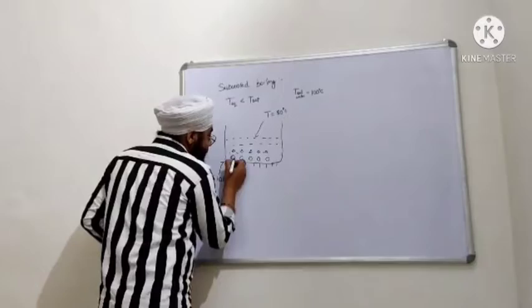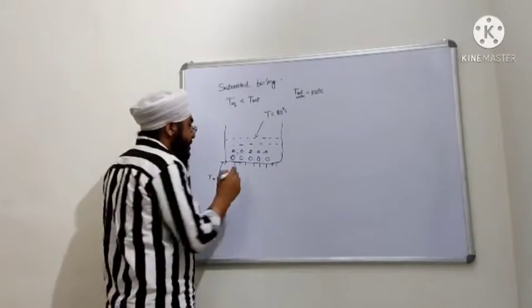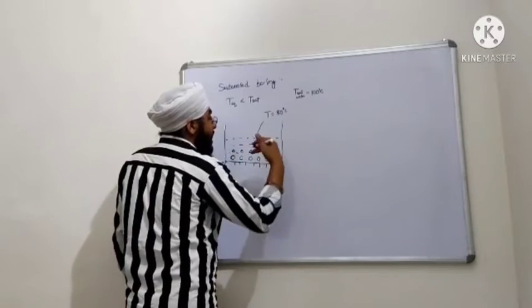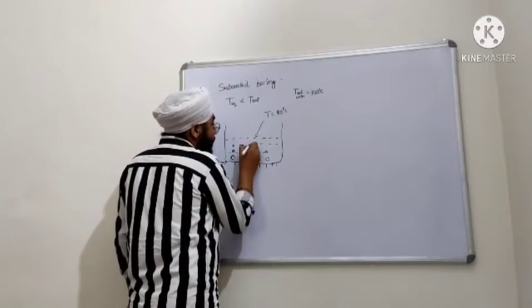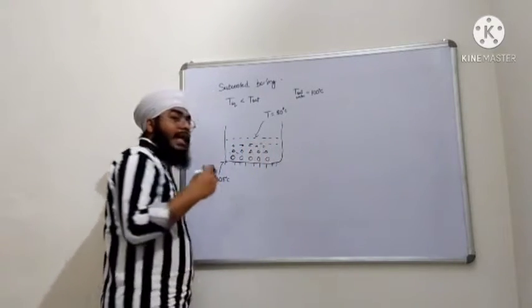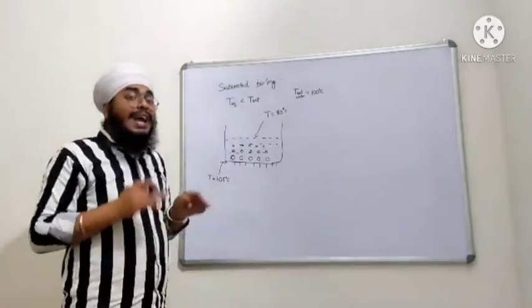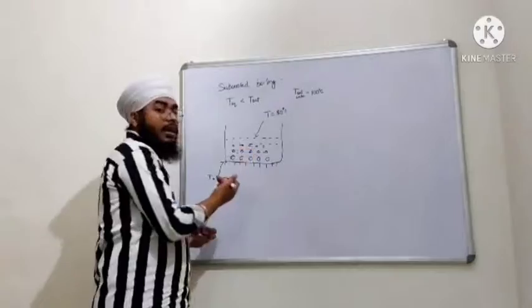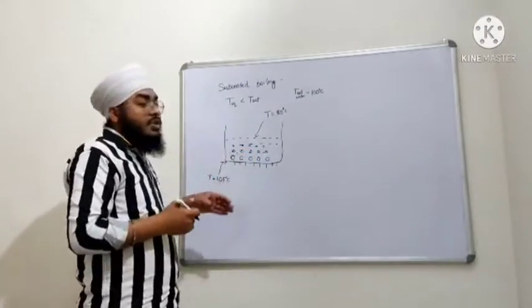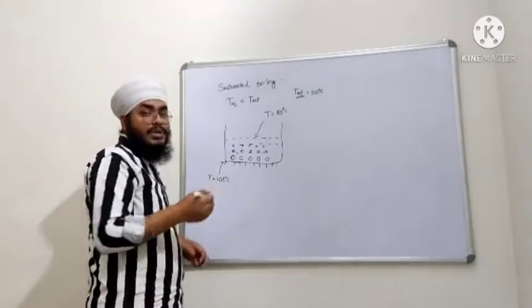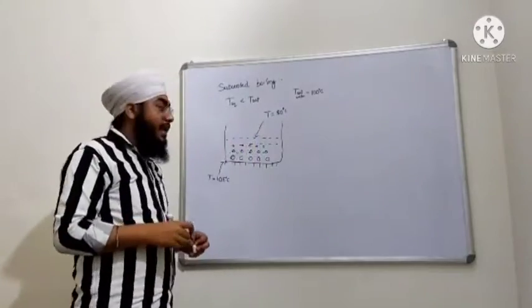So what we will see is the bubbles at the bottom layer are very big in size, and the bubbles at the upper layer are smaller, and they keep getting smaller and then condense into liquid. So the upper layers of the liquid are actually getting heated by the latent heat of the bubbles, because they contain saturated vapors. So this is how subcooled boiling works.